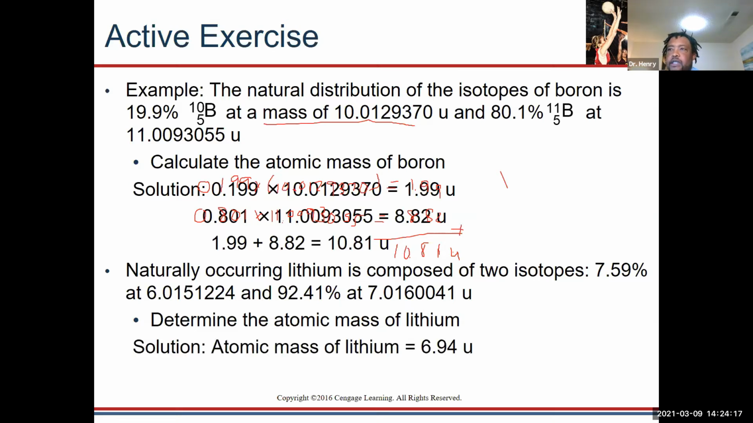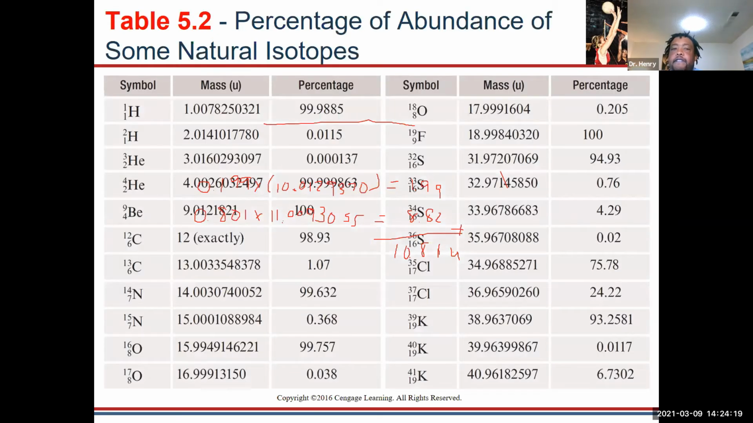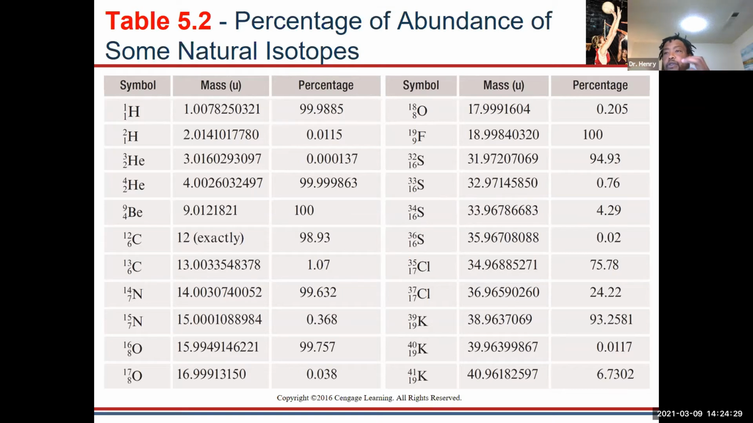Questions, concerns? Okay, so this is basically the percent abundance of some of the naturally occurring isotopes. You don't have to know it, but you may have this table and have to calculate the abundance of certain isotopes, or calculate the atomic mass of those particular atoms or elements.